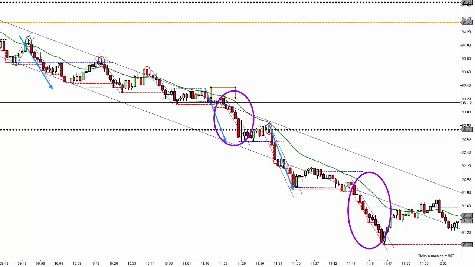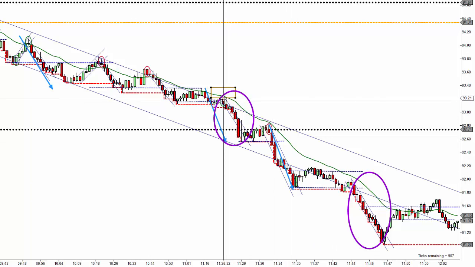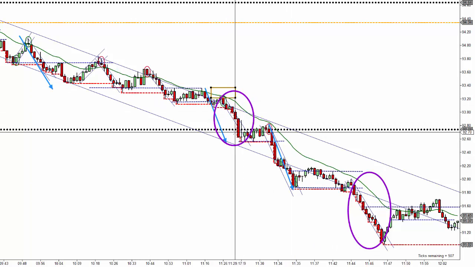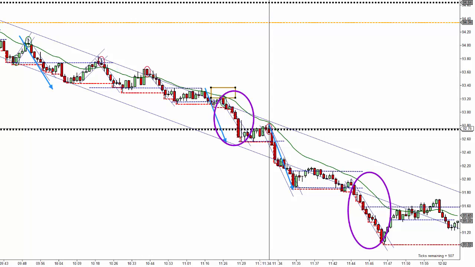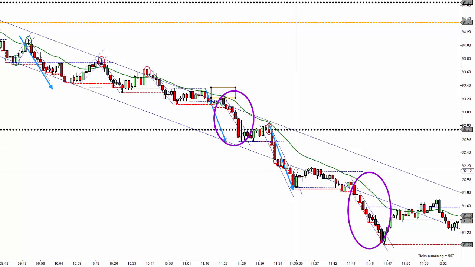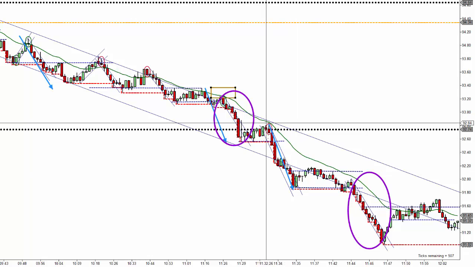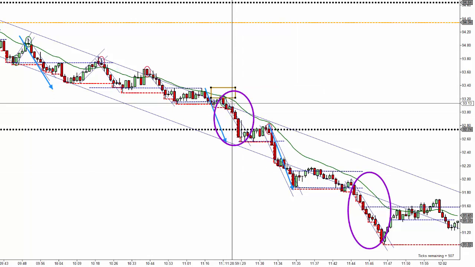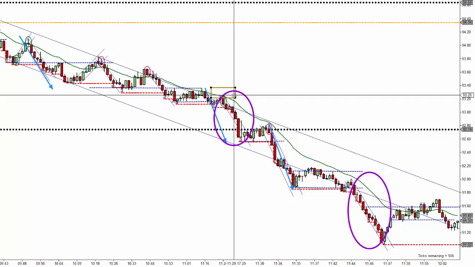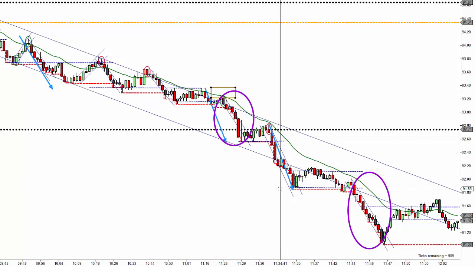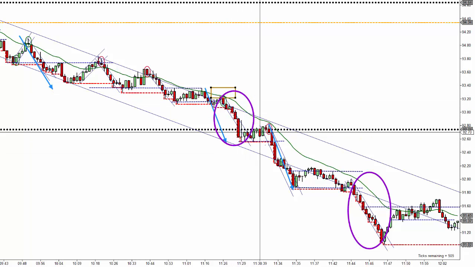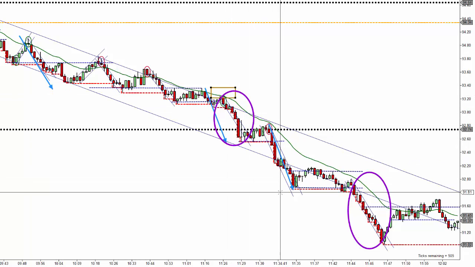This happened. These two moves here, 11.27 to 11.29, 2 minutes. Right here, 11.34 to 11.35.30. So that's a minute and a half. All this happened so very rapidly. So we're talking about from the top, 93.26 down to here, 91.85. So we're looking at over 100 ticks that happened in just a few minutes.